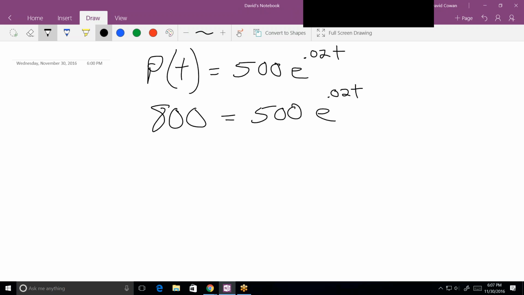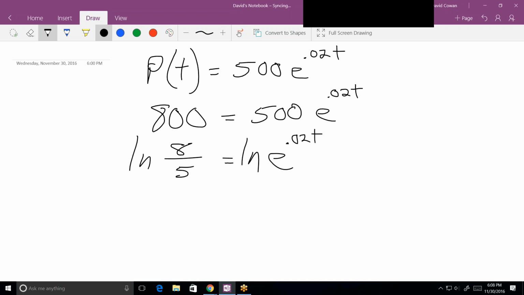What type of mathematics am I going to use to solve this for t? Logarithms, because it's an exponential equation. Whenever your variable's in the exponent, you're going to use logs to solve it. I can't use logs until I get that isolated. So what's the first step? Divide both sides by 500. So I get 8/5 equals e to the 0.02 t. Now what? Take the natural log of both sides.